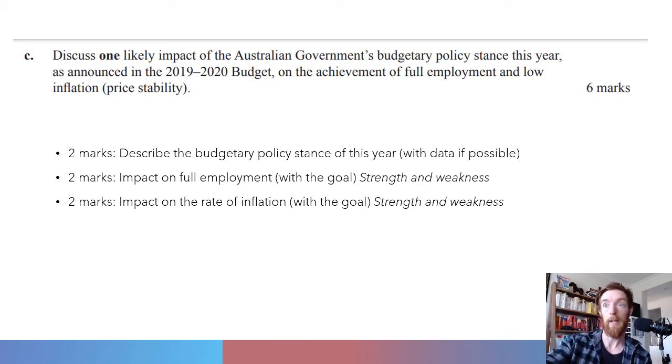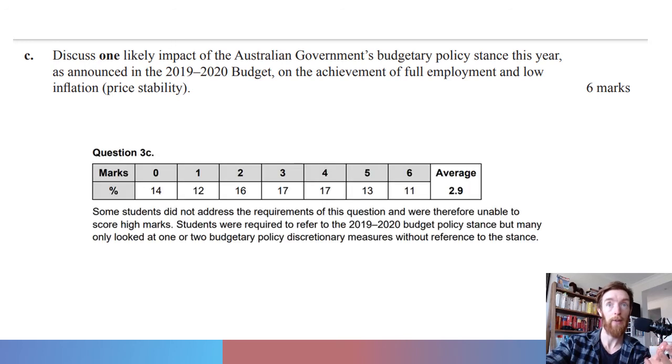So when we look at what VCAA said about this, we're going to update the answer to the most recent times, but we'll look at what VCAA did and the overall average for it. The overall average was 2.9 out of 6, so less than half of the marks were achieved by most students. Only 11% of people got full marks, and as you can see, a lot got in the lower end. Some students did not address the requirements of this question and were unable to score high marks.